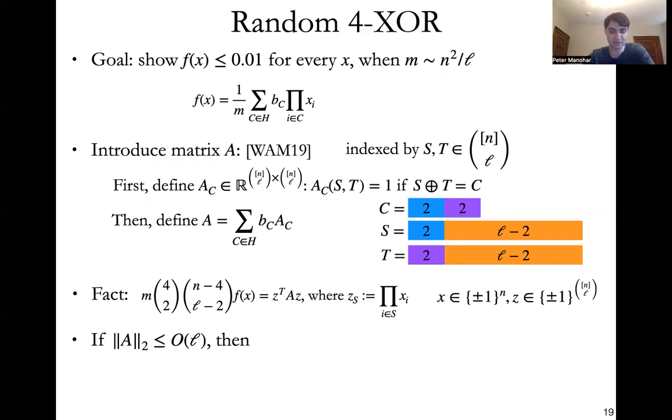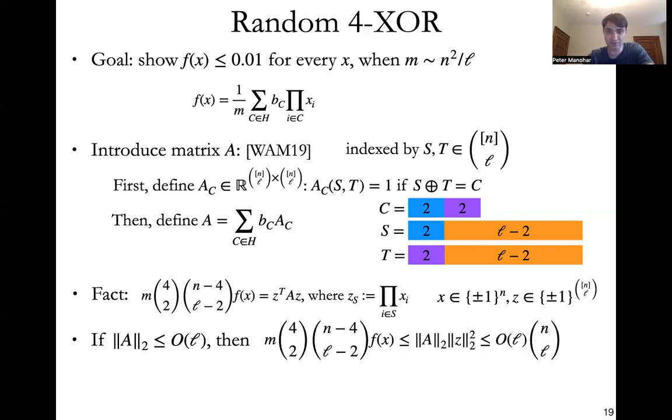And then if the spectral norm of A is not too large, we can upper bound the z transpose Az, the quadratic form, using the spectral norm, and we get this inequality. And rearranging, massaging some things, we see that when m is about n squared over L, this will certify an upper bound of some small constant on f of x.